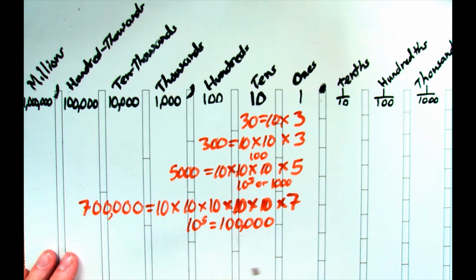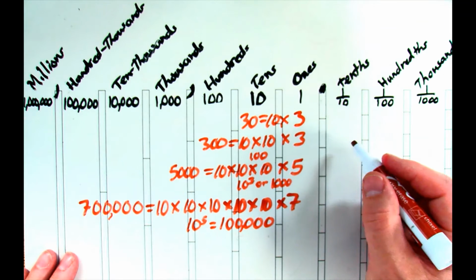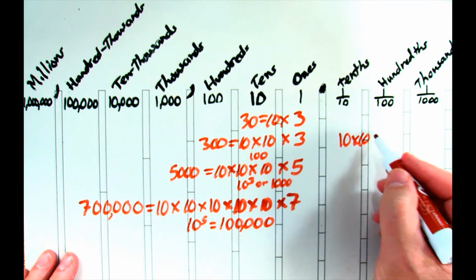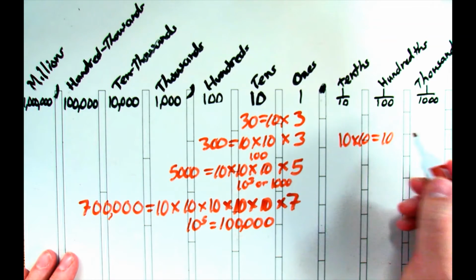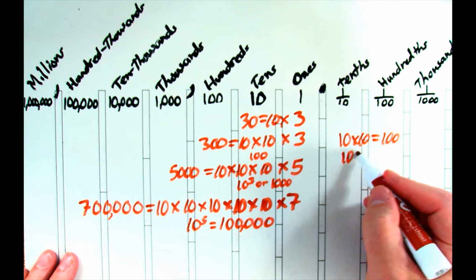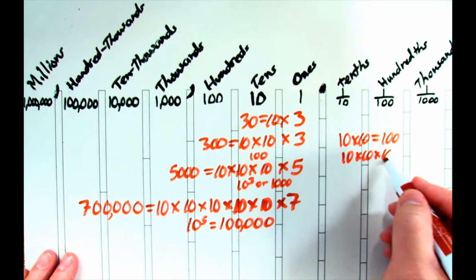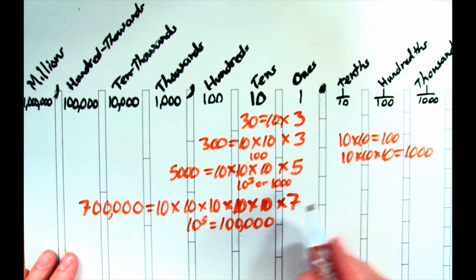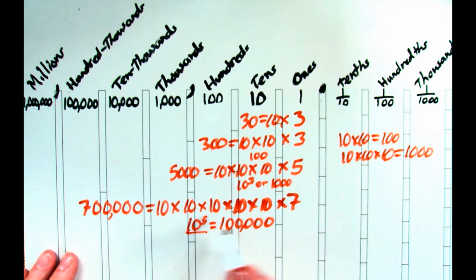Now, if you were to do this with any other number, remember that 10 times 10 equals 100, as does 10 squared, and 10 times 10 times 10 is the same thing as 1,000. So basically, we've taken and written it as exponential notation, standard notation, or expanded notation.